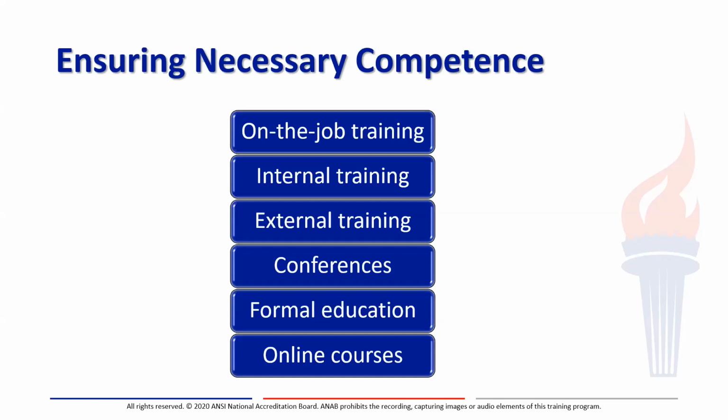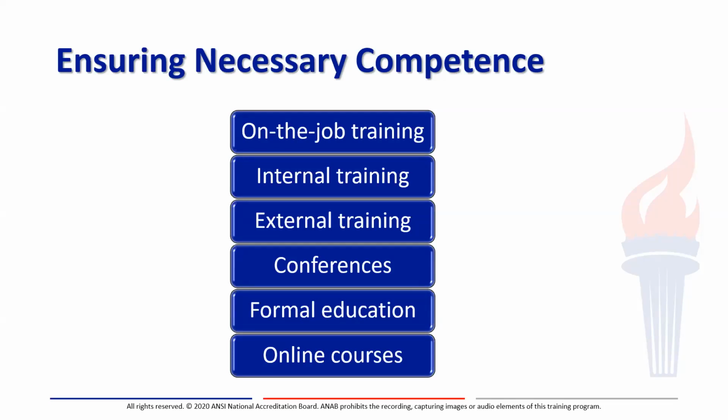External training is provided by professional organizations or contractors that possess the skills and knowledge to pass on competence to trainees. Typically, external training ends with a certificate that documents the competence of the individual who completed the training. Conferences are a great way for personnel to develop their competence. Conferences often have short courses, technical talks, or tutorials that can further the competence of personnel. Of course, formal education in the form of a degree or technical program is another way to ensure necessary competence as well. And finally, online courses.